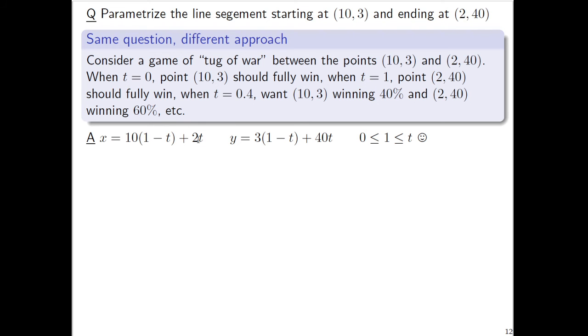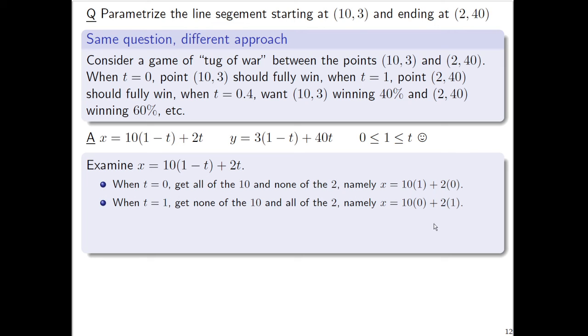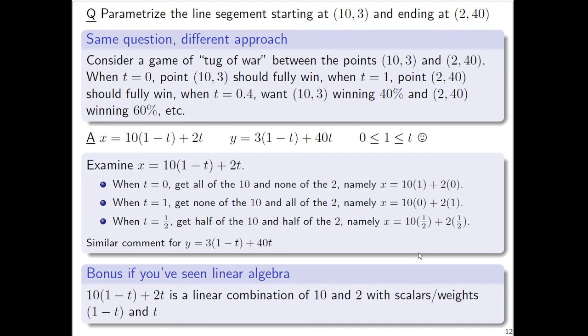Then on the flip side, when t is equal to 1, the 2 has full contribution because it's 2 times 1, whereas when you plug in t is equal to 0, 1 minus 0 has no contribution. Okay, same sort of deal over here, right? So you'll examine actually that when you have x is equal to 10 times quantity 1 minus t plus 2t, we're trying to say that we're getting all of the 10 and none of the 2. And here this is one way to write down what we get when we plug in t is equal to 0. When t is equal to 1, you get none of the 10 and all of the 2. When t is equal to 1/2, you end up getting half of the 10 and half of the 2. And same general comment for y.